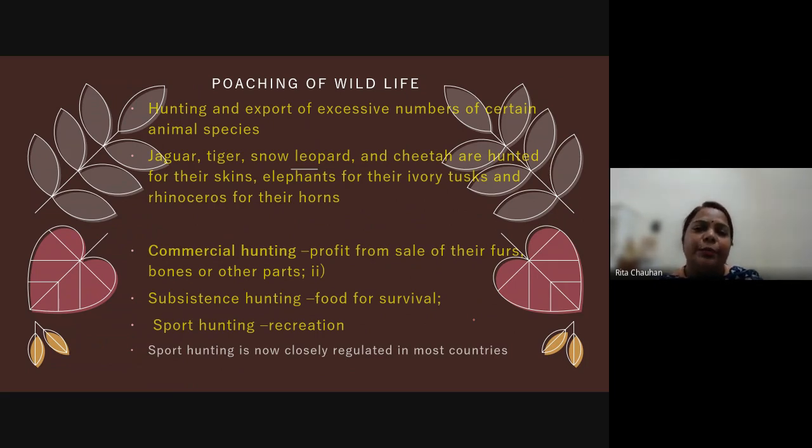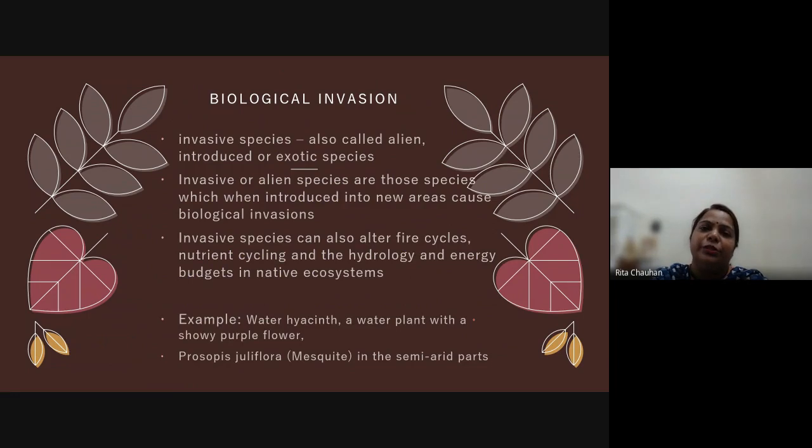So these are the kinds of animals which are being hunted in high numbers, so their population is decreasing. Then commercial hunting is there. Now it is banned, but earlier it was there. Sports hunting, which was used for recreation, is now more or less closed because the population of animals has already decreased so much. So there is no question of sport hunting of animals now.